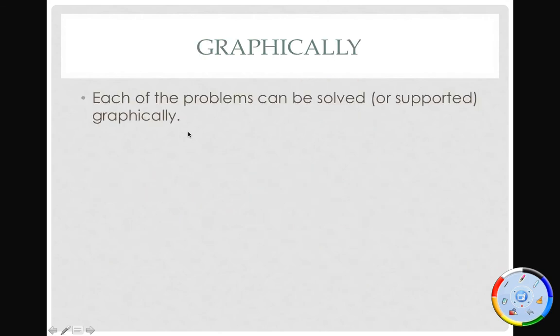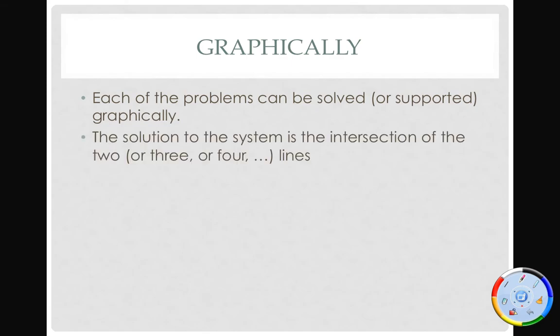Last thing I'm going to kind of mention is what I've been mentioning the whole time. Each of these problems, every single one of them could have been done graphically. The book likes to use the word supported graphically because it wants you to usually solve it algebraically and then support your answer graphically. It's basically verify that the answer is correct. The solution to the system, in our case, for this particular section, right now it's only 2 equations, but it could be 3 or 4 or 5 or many different equations.